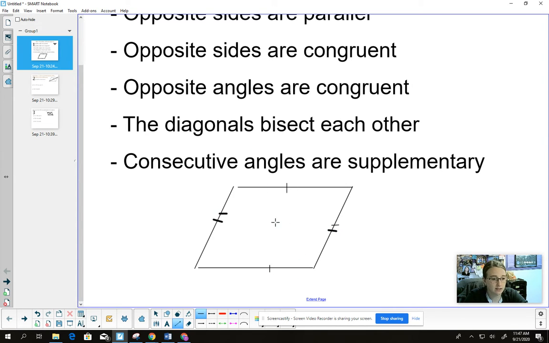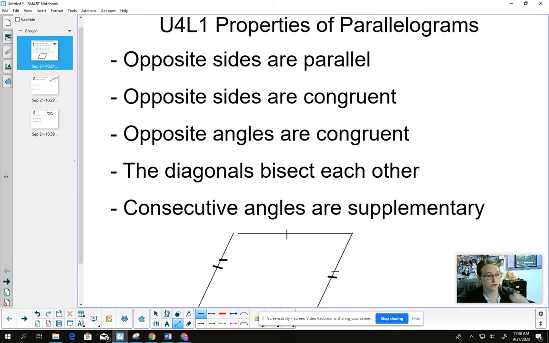Opposite sides are parallel. These are opposite sides. These are opposite sides. Parallel and congruent, exact same. Meaning if this is 5 inches, this is also 5 inches. If this one's 3 inches, this is also 3 inches. Opposite sides are congruent. So we've got those two.